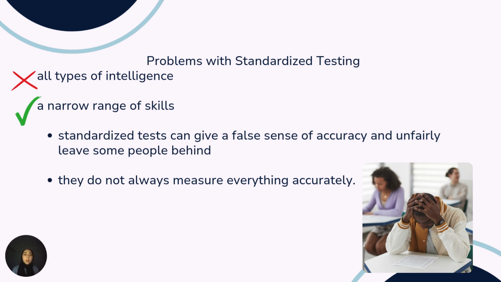So of course there are some problems with standardized testing. The most important problem is it doesn't meet needs of all types of intelligence. It's just a narrow range of skills. So it can give a false sense of accuracy and unfairly leave some people behind because there is more than one intelligence type. So they don't always measure everything accurately.